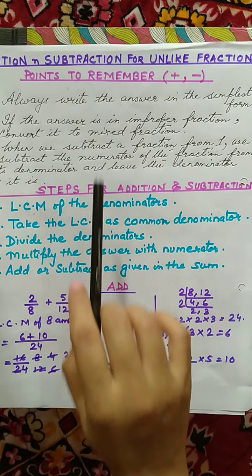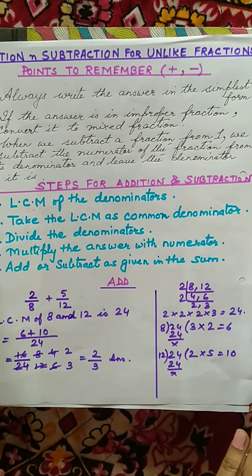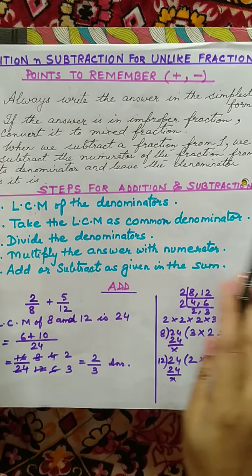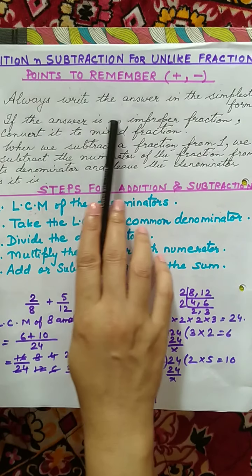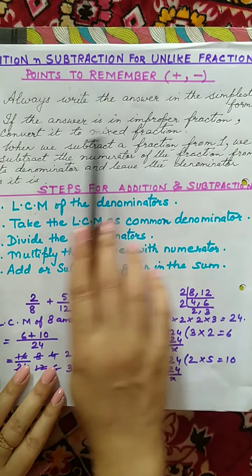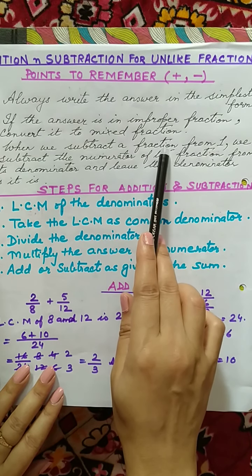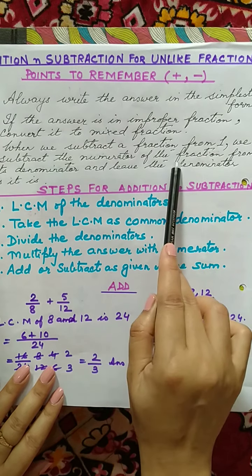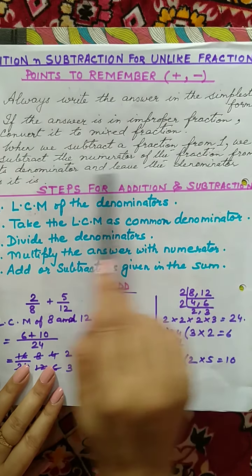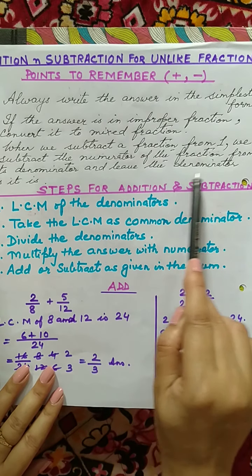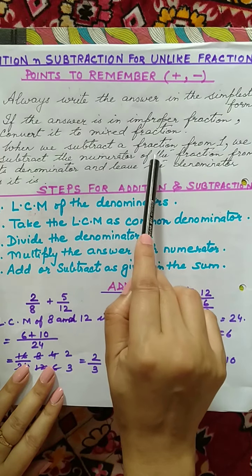Now addition and subtraction for unlike fractions. Before we proceed, let us keep a few points in mind. First is always write the answer in the simplest form. If the answer is in improper fraction, convert it to mixed fraction. When we subtract a fraction from 1, we subtract the numerator of the fraction from its denominator and leave the denominator as it is. I hope, dear students, you will remember this.